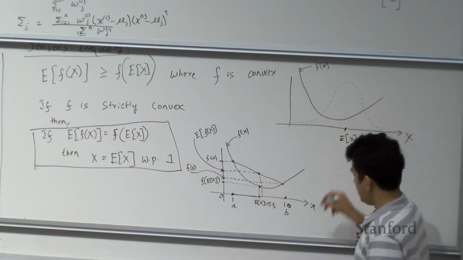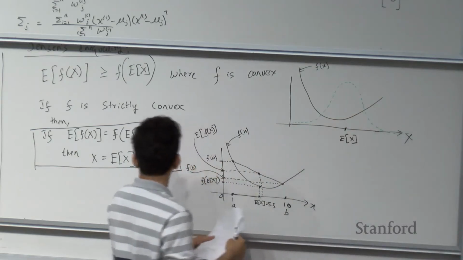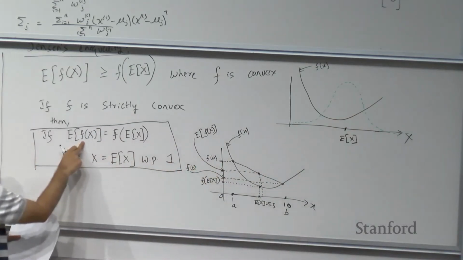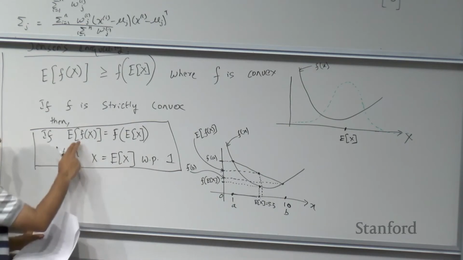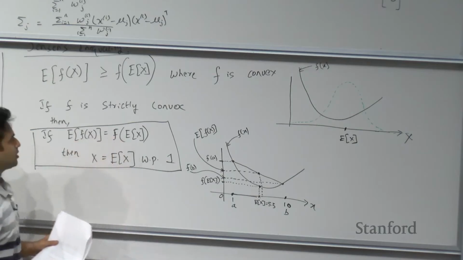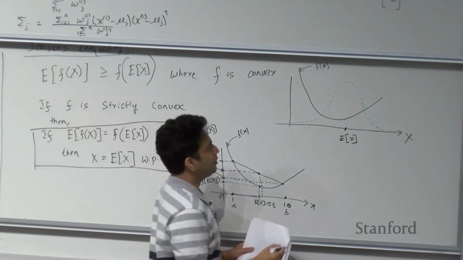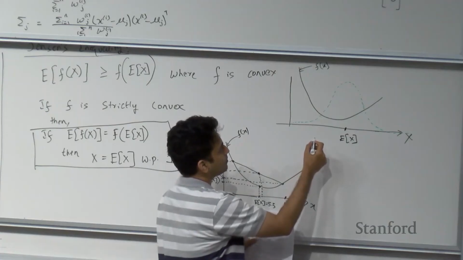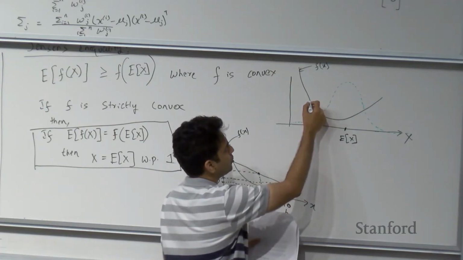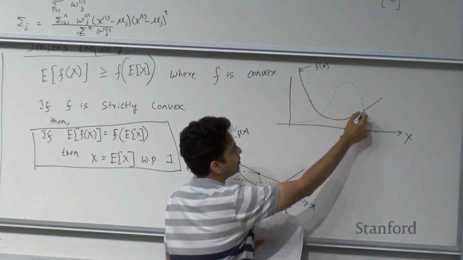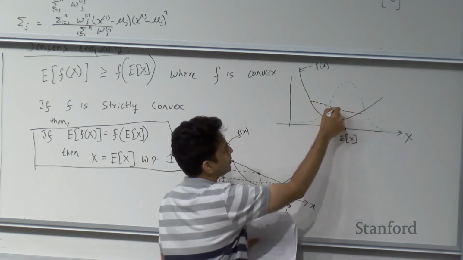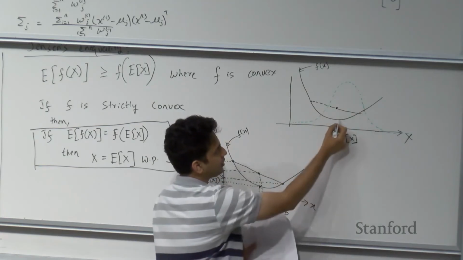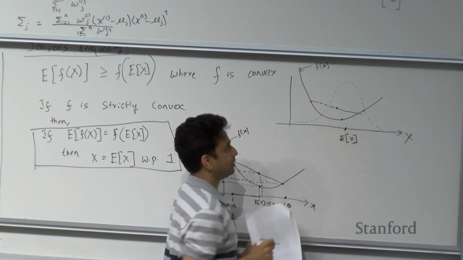right? Now if expectation of f of x equals f of expectation of x, when can that be possible? Expectation of f of x equals f of expectation of x. When can that be? Let's assume a and b are here. This is expectation of f of x, and let's say this is f of expectation of x.